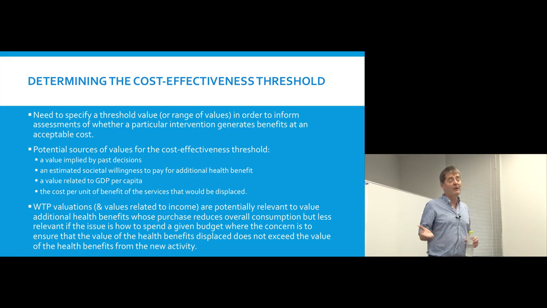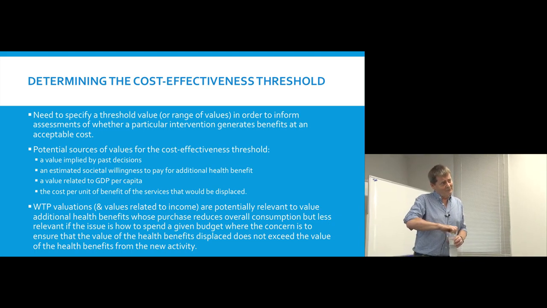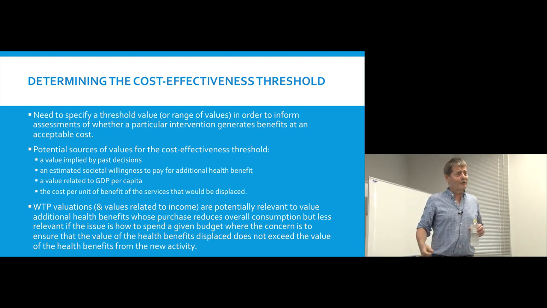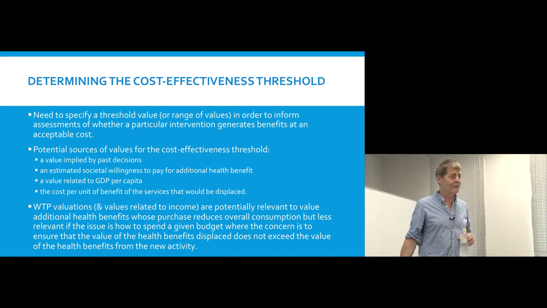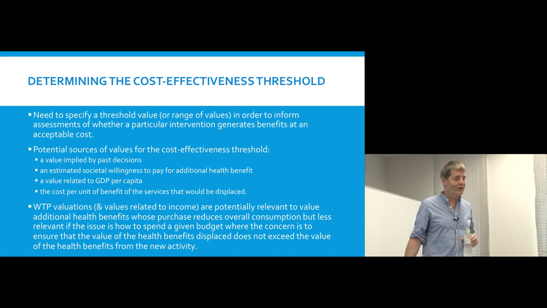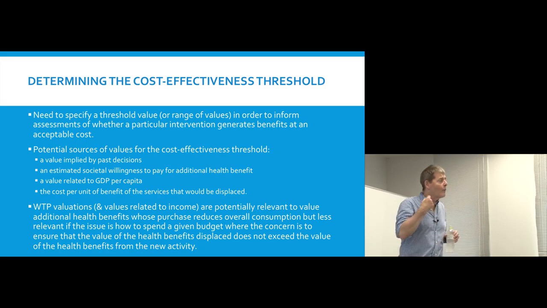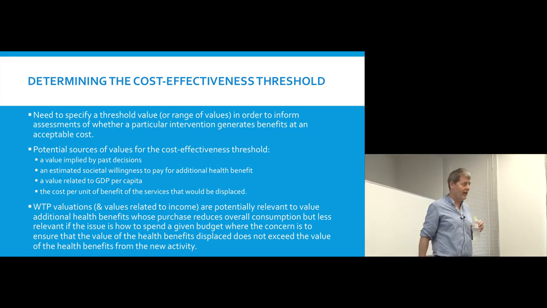So for example, in Japan, would 10,000 yen per QALY gained be good value? Well, almost certainly. Would 100,000? Yes. Would 20 million yen per QALY gained be good value? Probably not. Big gap between 100,000 and 20 million. Where should the threshold lie?